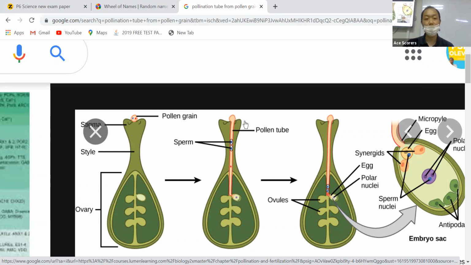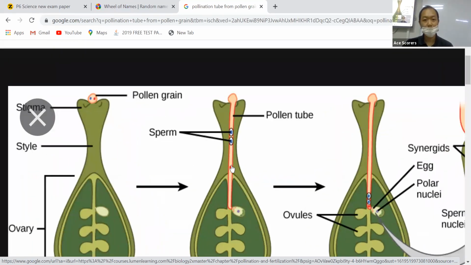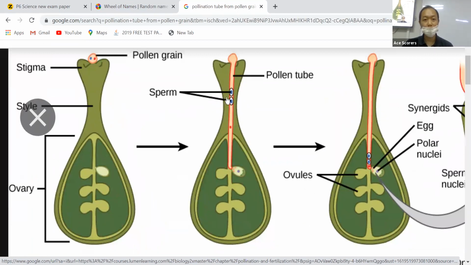Okay, so it doesn't grow from the stigma, right? It comes from the pollen grain. The tube is called the pollen tube anyway. So the tube comes from the pollen grain. You see that? It comes from the pollen grain.